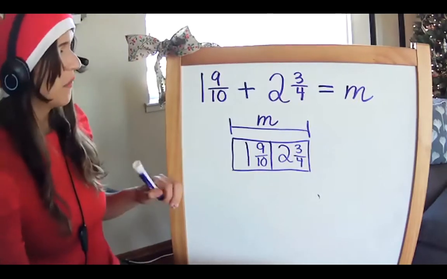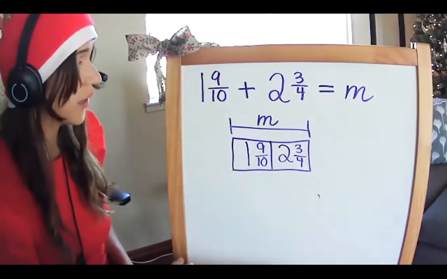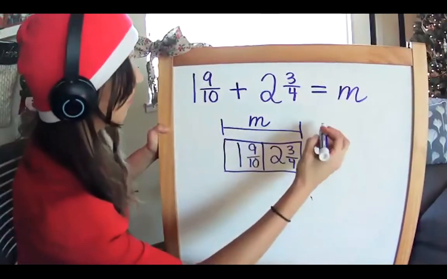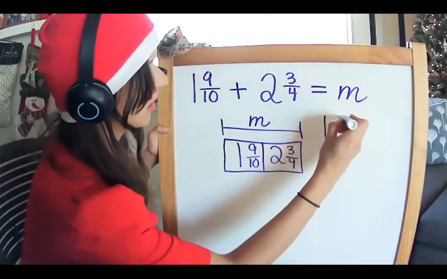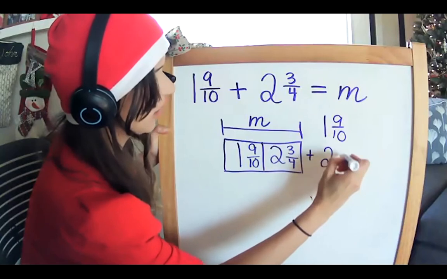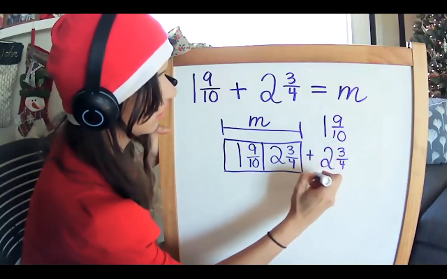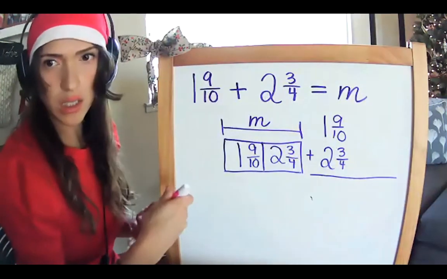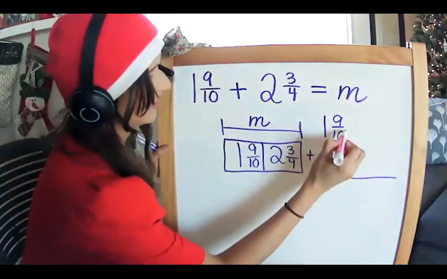You're right. Okay, so now that we have our box diagram, let's actually add. And to add, we want to line up our numbers vertically. 1 9/10 plus 2 3/4. All right, the first thing our eyeballs go to is the denominator.